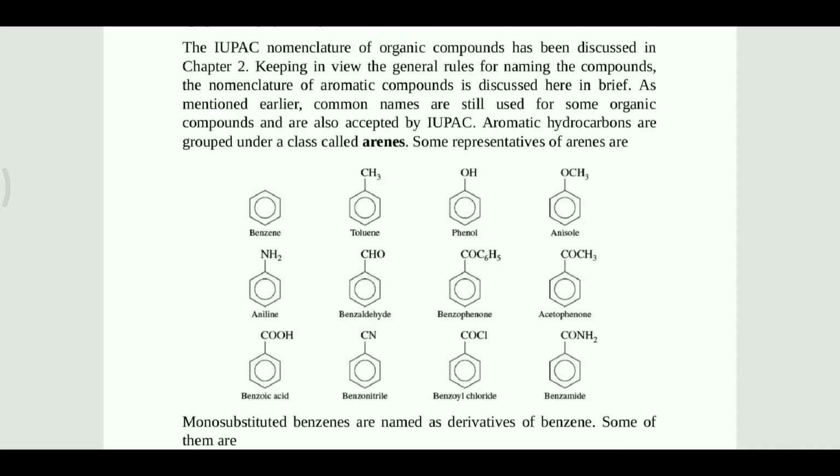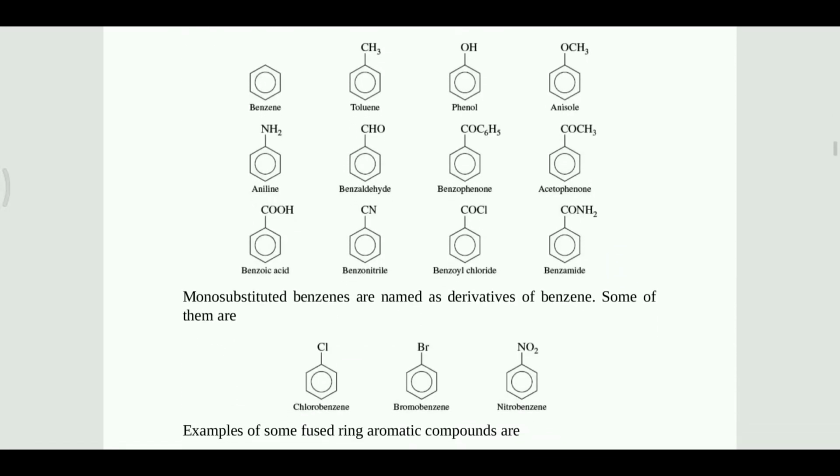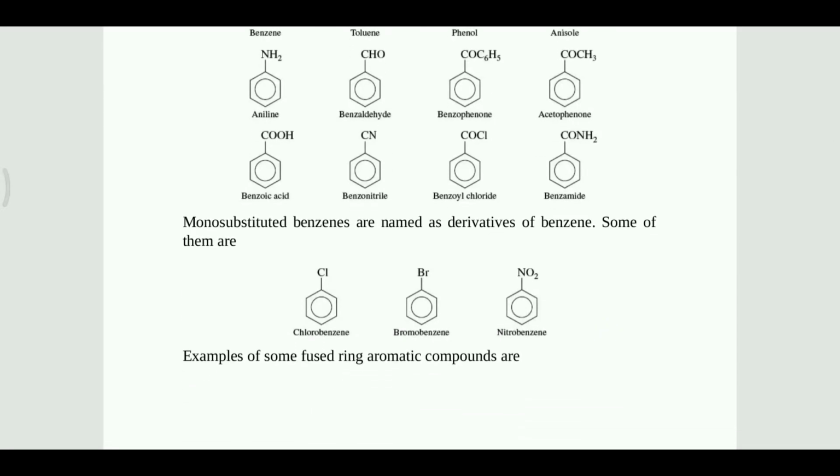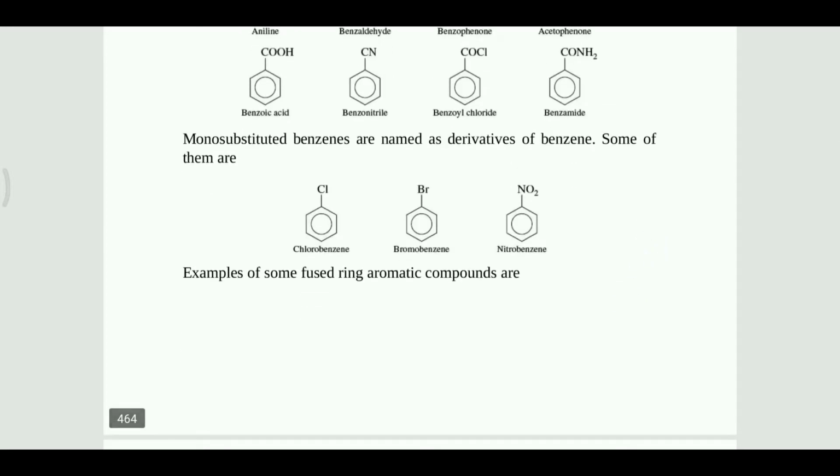Another one is benzoyl chloride, in which COCl is added, right? Next is addition of CO and NH2, a ketone plus amine group, which is called benzamide. There are other derivatives, such as addition of chloro, bromo and nitro groups to benzene, called chlorobenzene, bromobenzene and nitrobenzene.